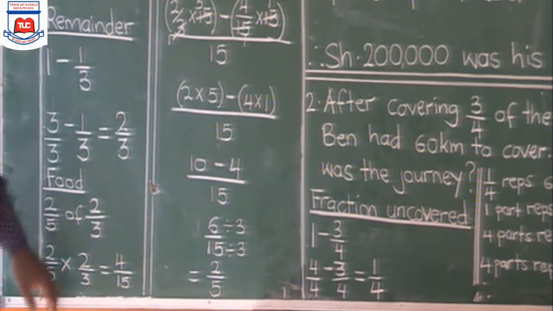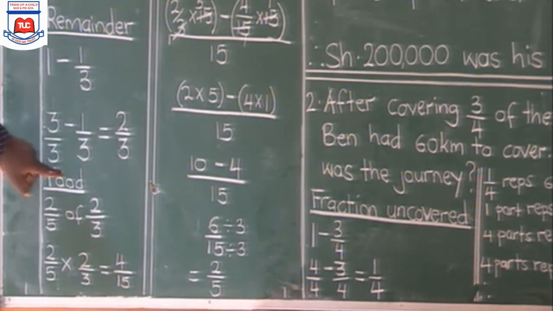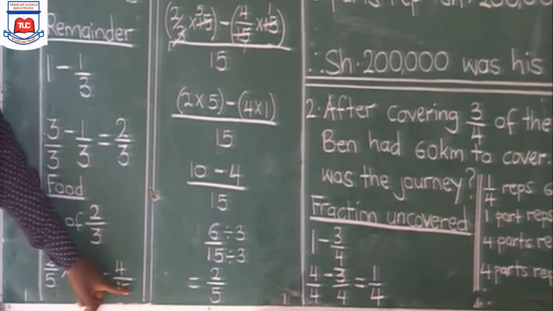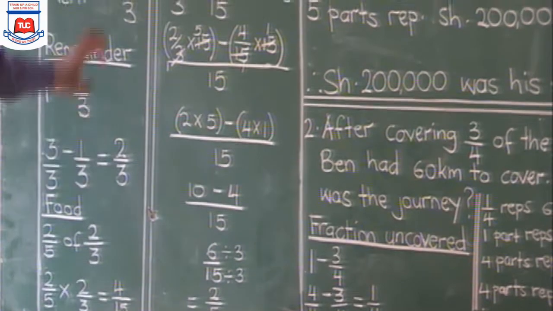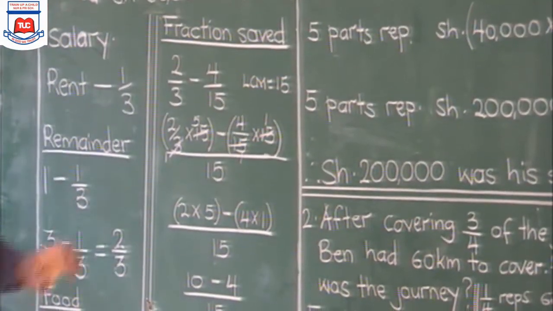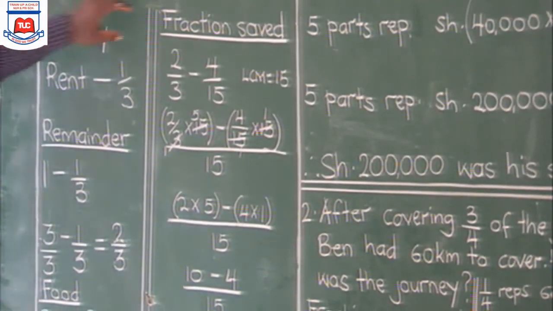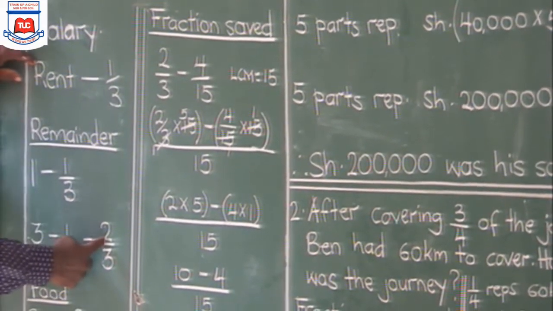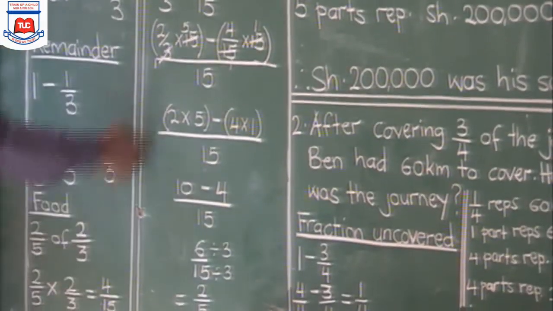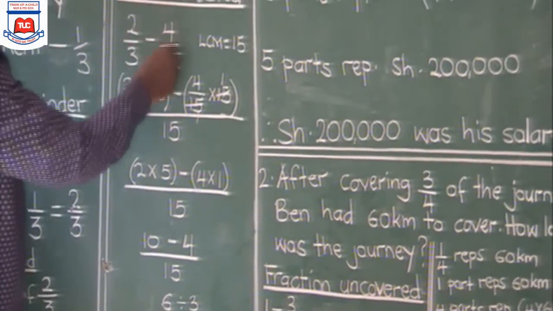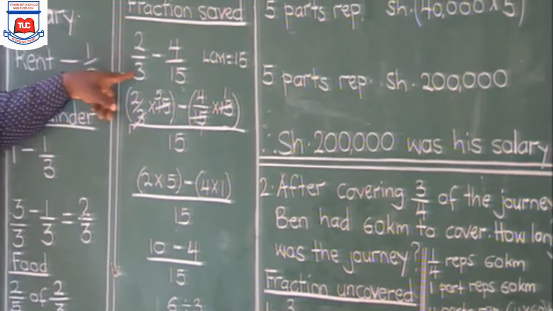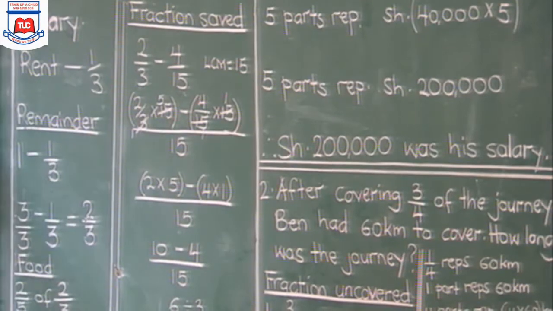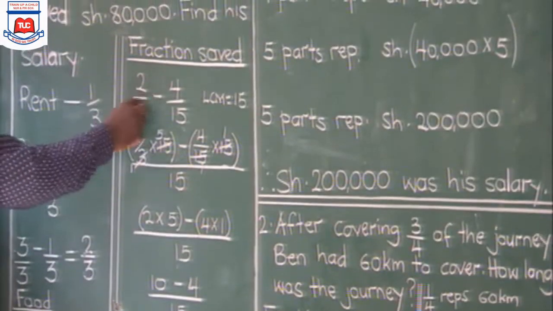Now, remember 2/3 was for both food and savings. And now food is 4/15. So the other remaining part is for savings. That's why you say fraction saved equals the 2/3 that remained after rent, minus the food. So 2/3 minus 4/15, whereby the LCM of the denominators, 3 and 15, is 15. We are going to multiply each of these two by 15.